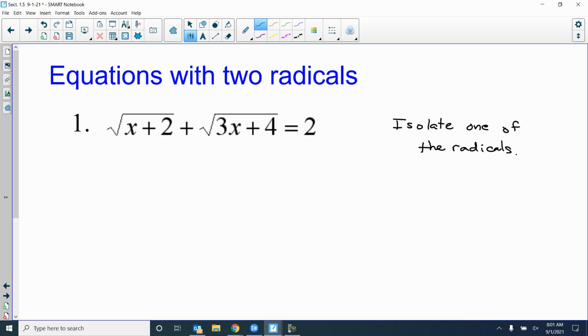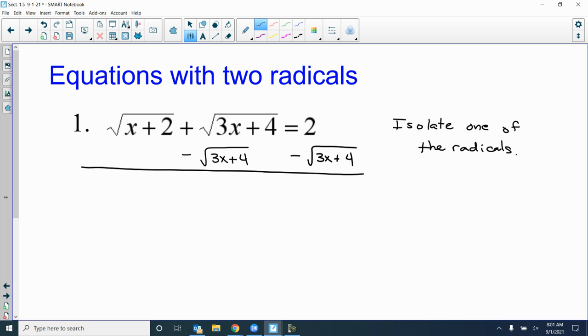I'm just going to isolate the square root of x plus 2. I'm going to subtract square root of 3x plus 4. And then I get square root of x plus 2 equals 2 minus square root of 3x plus 4.